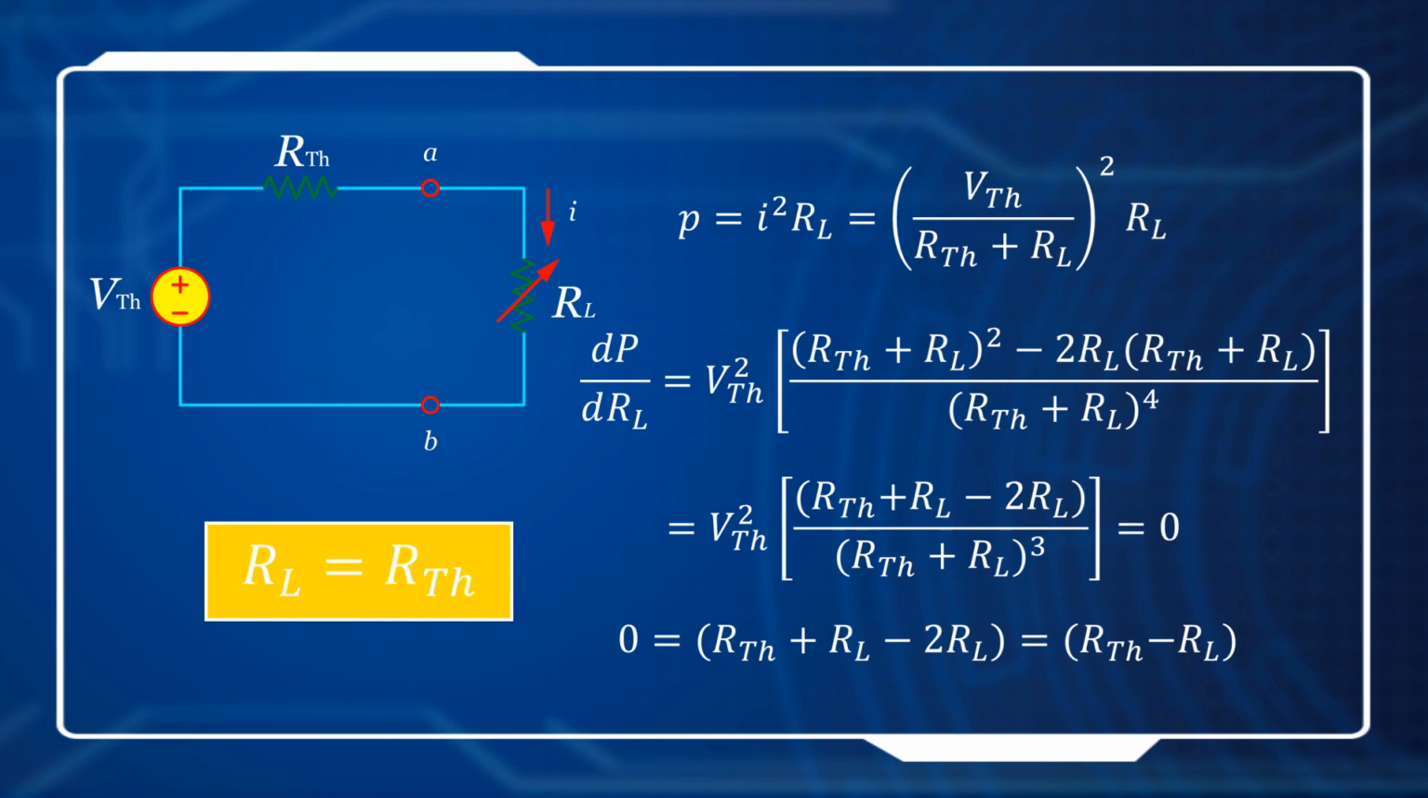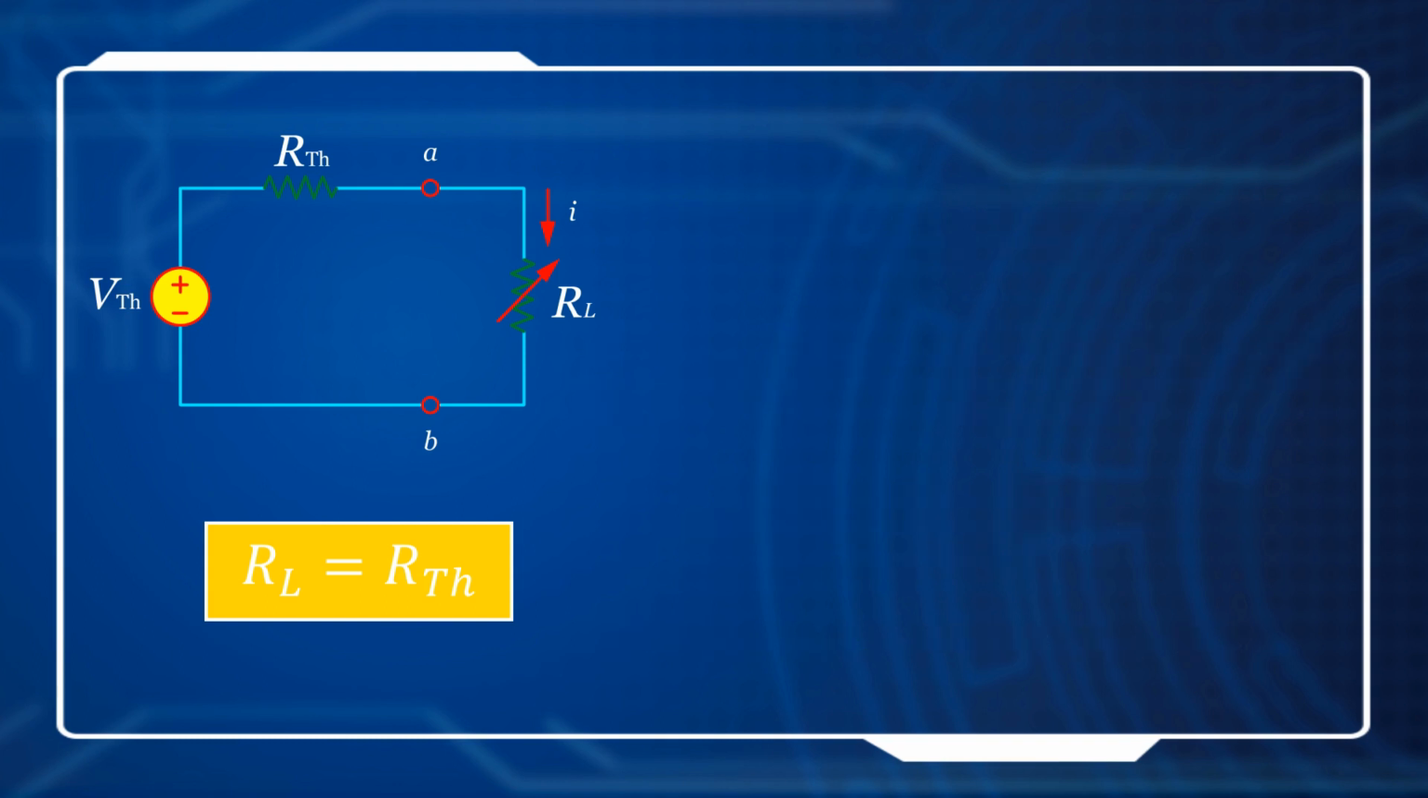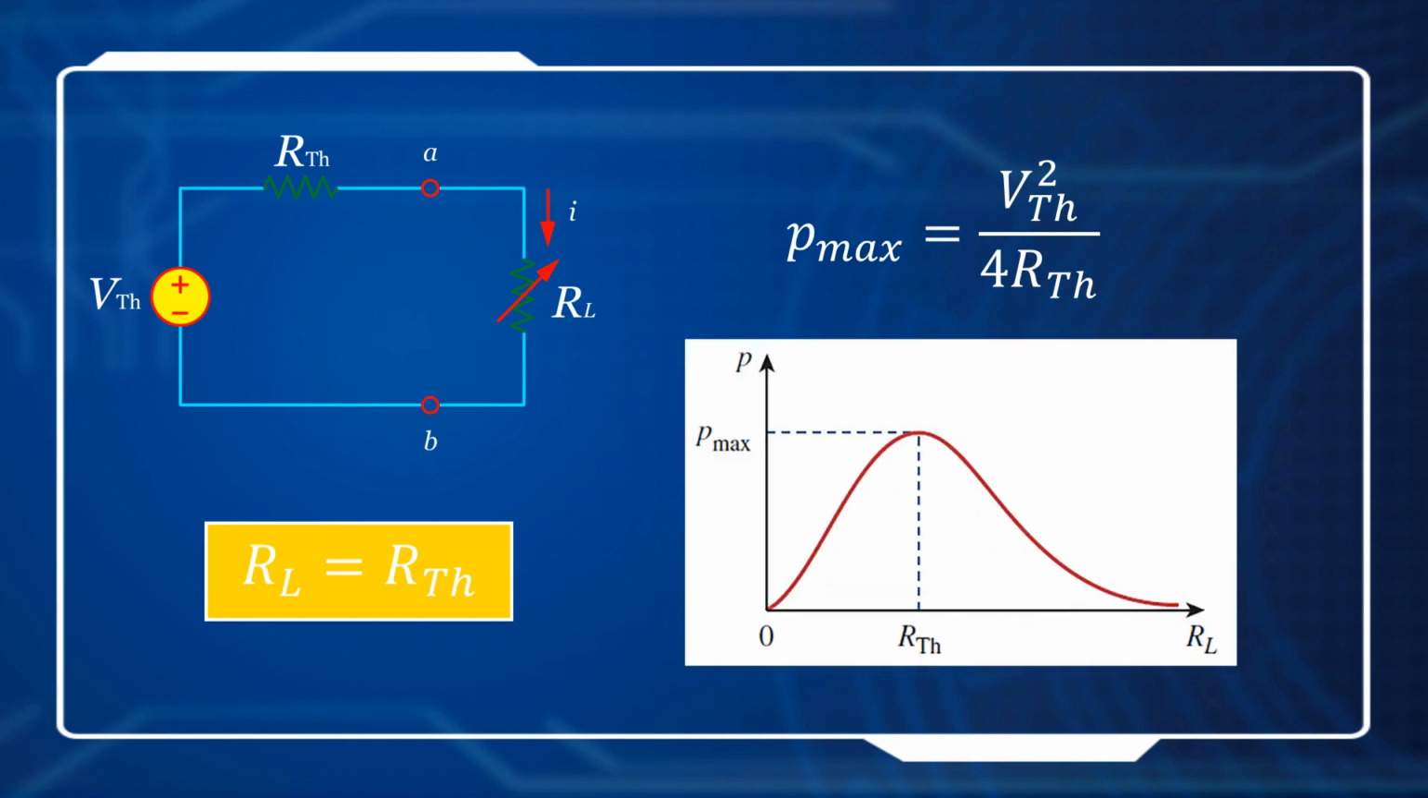And what is the maximum power? We put RL equals RTh into the equation and we get P max equals VTh squared over 4 times RTh. Actually, the power delivered to the load is a function of RL, and we can draw the graph of this function like the right side of the slide.